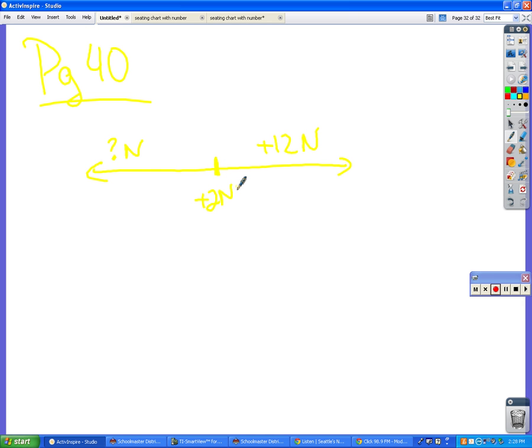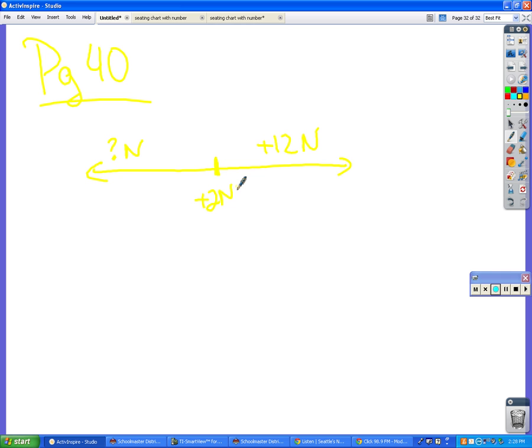Can anybody figure that out just by looking at it? They're not big newtons, they're Isaac Newtons, like the famous scientist. Can somebody figure that out just by looking at it? Ben? How did you get that? 12 minus 2, and that's what's left over right here.